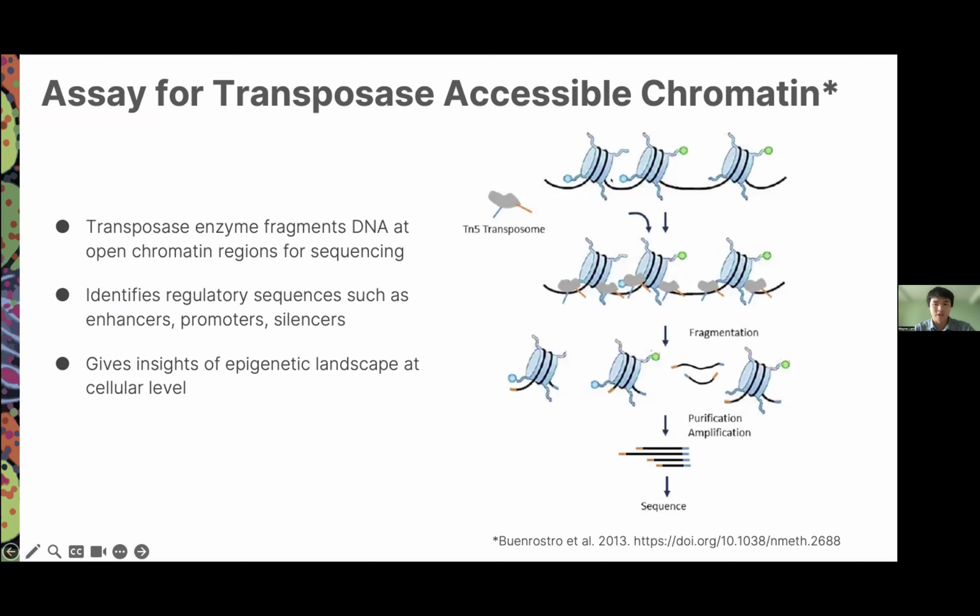So assay for transposase accessible chromatin, or ATAC-seq, is a sequencing technique used to assess chromatin accessibility across the entire genome. Transposase enzymes fragment DNA at open chromatin regions. These fragments are purified, amplified, and sequenced like an RNA-seq. And these sequenced fragments can show us regulatory sequences like enhancers, promoters, and silencers. And this gives us insight into the epigenetic landscape of individual cells and specific cell states.